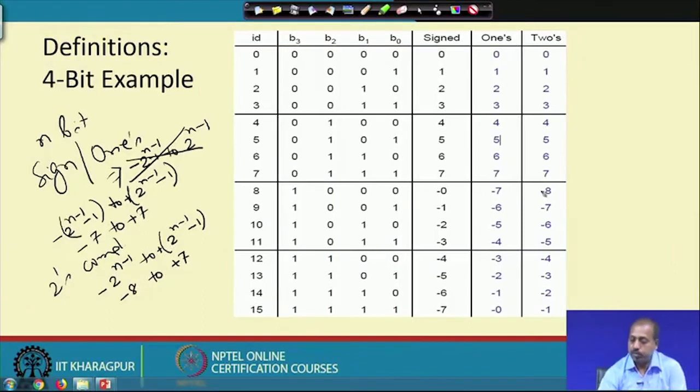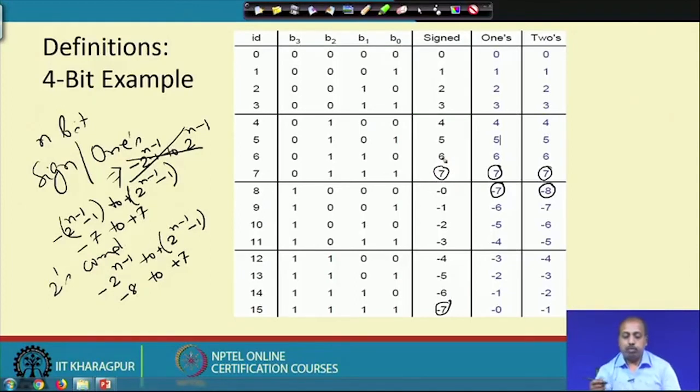As you see here, we can go up to minus 8 on the negative side and plus 7 on the positive side. In 1's complement, I can go to minus 7 on the negative side at most and plus 7 on the positive side at most. Similarly, here also I can go up to minus 7 on the negative side and plus 7 on the positive side. So, why has this happened?